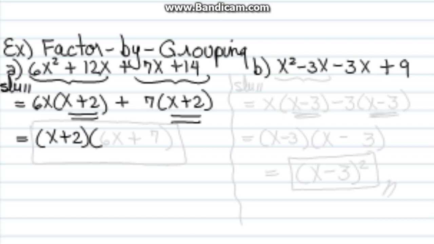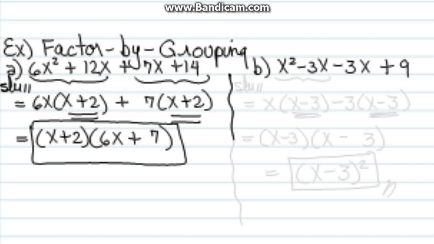And then put another parenthesis and ask yourself, if you strip x plus 2 away from the first term above it, it leaves a 6x, so write 6x. If you strip away the x plus 2 from the second term above it, it leaves a positive 7. Put a positive 7, close your parenthesis, and you are finished. Just check it to make sure it's good by foiling it, and you'll see that you get the top expression that you started with. Now let's look at the other one.